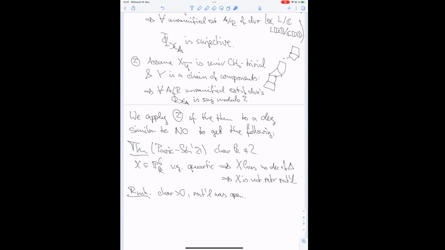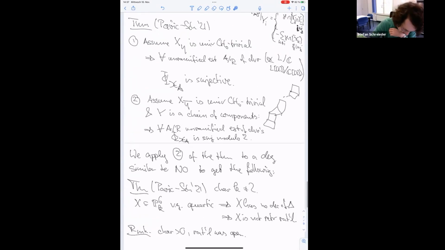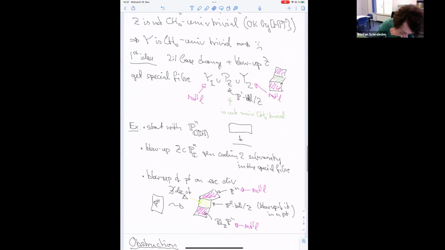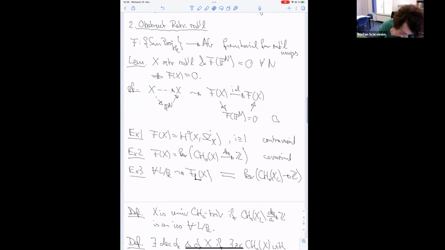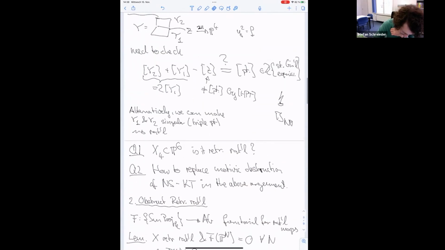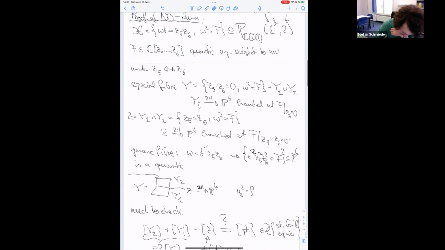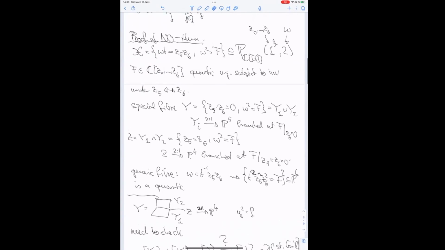Can you explain which degeneration you consider? You said it's similar to Nicaise-Ottem. It's very similar. The only problem is that you need to... So in Nicaise-Ottem, well, the picture is the same. Where is this degeneration? Yeah, it's here.